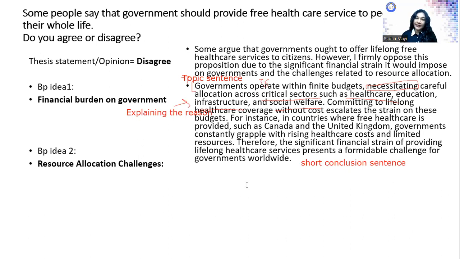So for instance, this is purely my knowledge, my general knowledge. I know some of these countries have free healthcare services, but they are going through some turbulence, they have some burden, they feel the resources are completely drained only for these free services, right? And I'm closing this. I have to close within 80 words. So therefore, the significant financial strain of providing lifelong healthcare services presents a formidable challenge for governments worldwide. Look at the word formidable. Formidable means a very high pressure challenge.